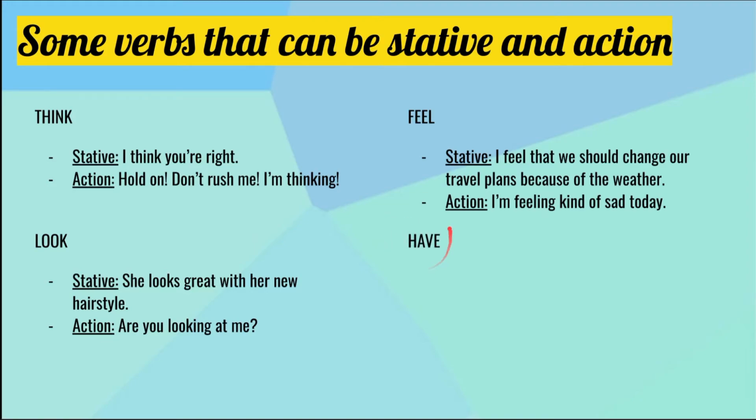And have. Now have has a lot of different meanings. So depending on the meaning, it could be stative or it could be action. Now have, when you possess something, like I have 2 cats and they have hundreds of toys, here it means that you possess, you own. You have 2 cats and they have, own, possess. That's stative. That's a state.